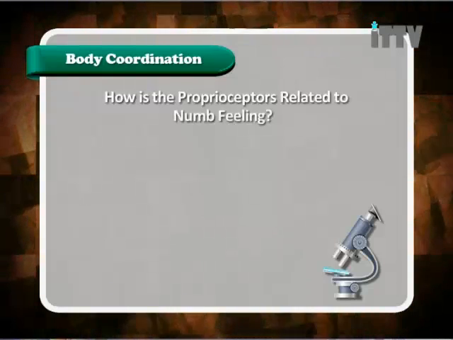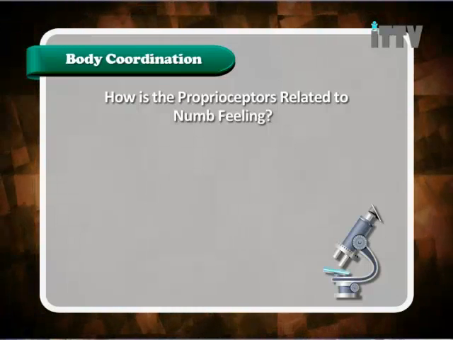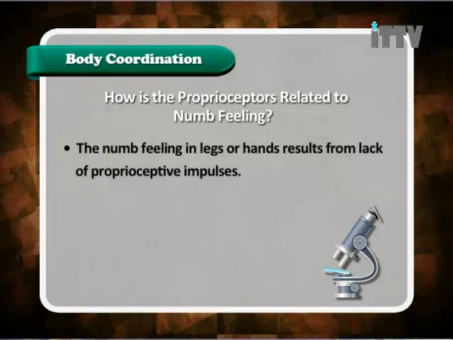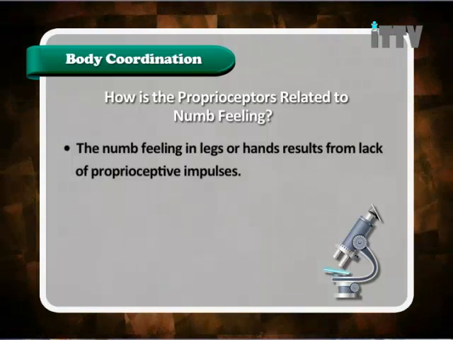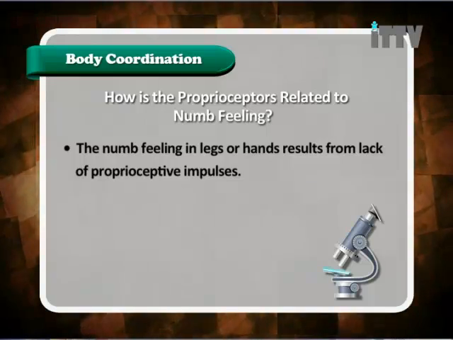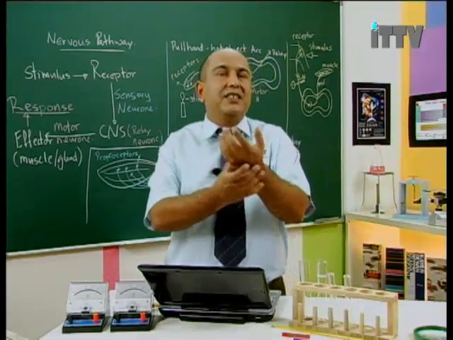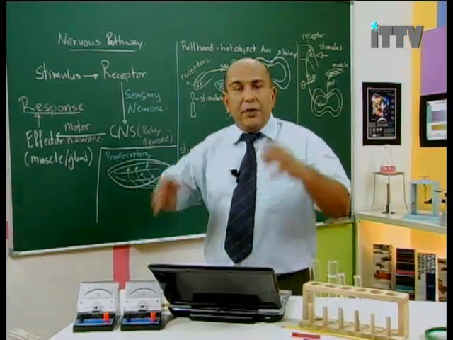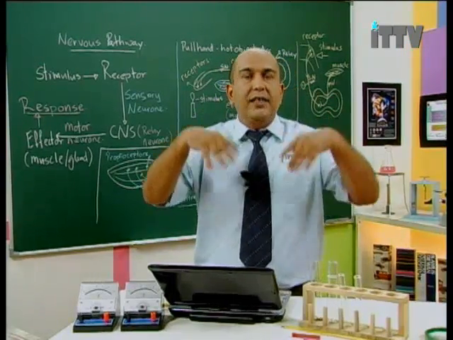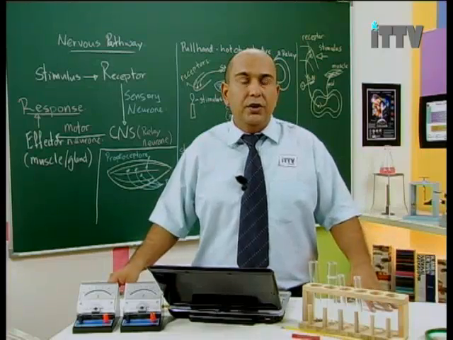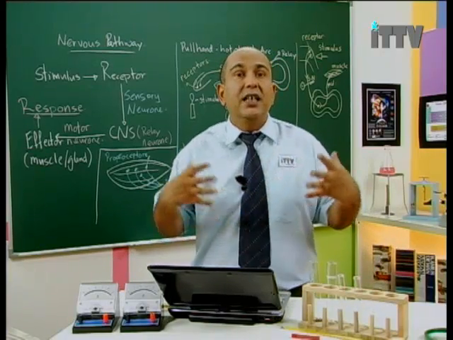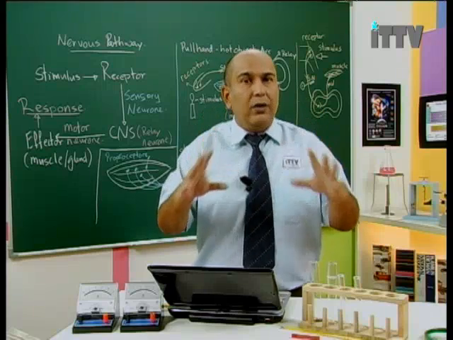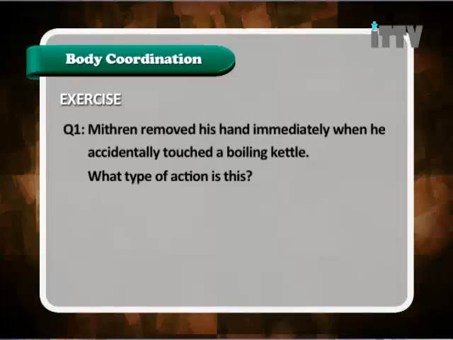How are the proprioceptors related to numb feeling? The numb feeling in legs or hands results from lack of proprioceptive impulses. Sometimes your hand feels a bit numb. This means the proprioceptors have been working so much that they can't send an impulse anymore. So your hand suddenly feels numb because there's no information coming to the brain about the muscles.